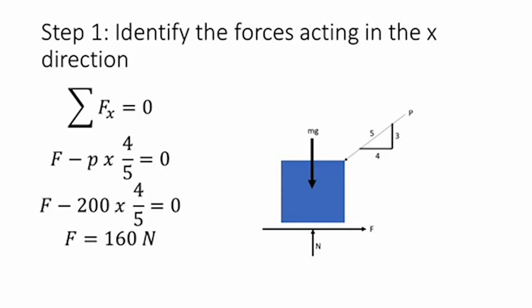Okay, so the first step is that we're going to identify the forces that are acting in the x direction, and we're going to find their value. All of these forces are going to equal 0 because, like we said before, the system is currently not moving. So there's the friction force F acting in the x direction, and counteracting it is the x component of force P. To find that, we plug in what we know, which is that P equals 200 newtons, and multiply it by 4/5 for the x component. Then you just solve for F and you get 160 newtons.